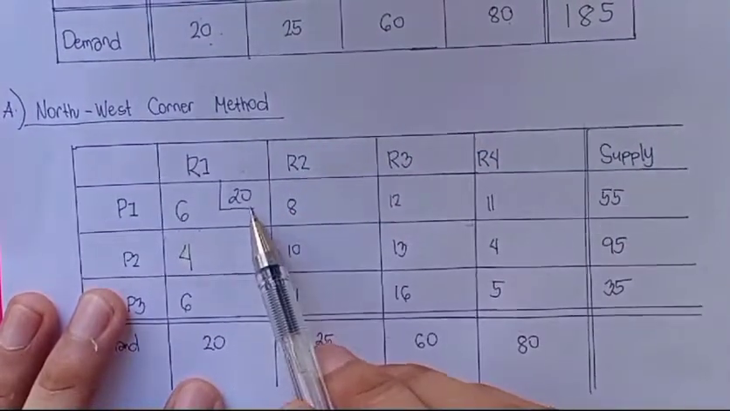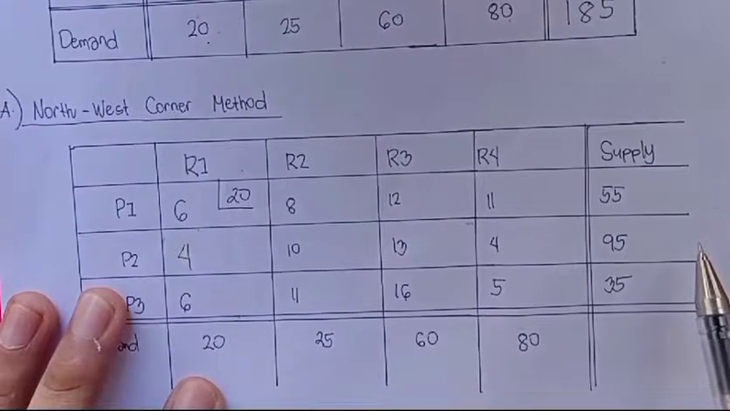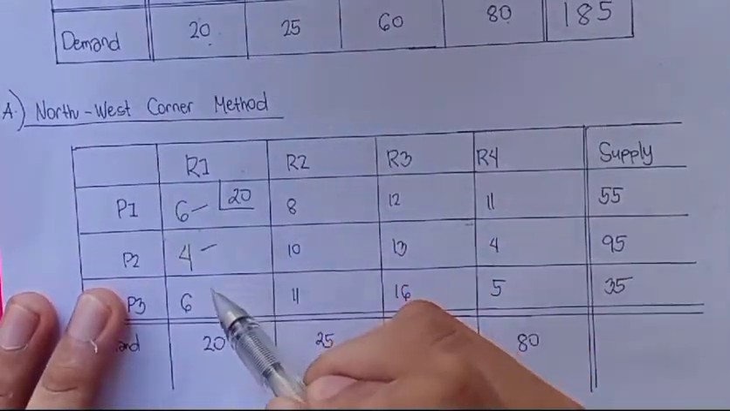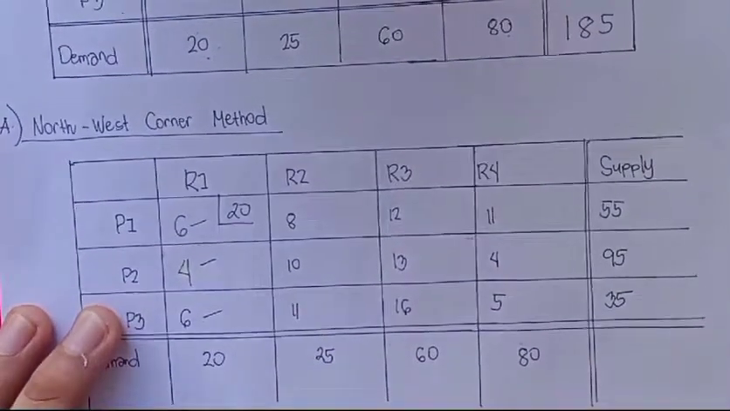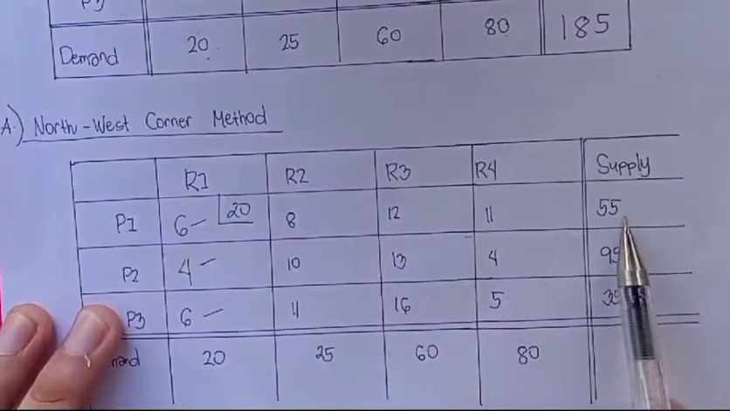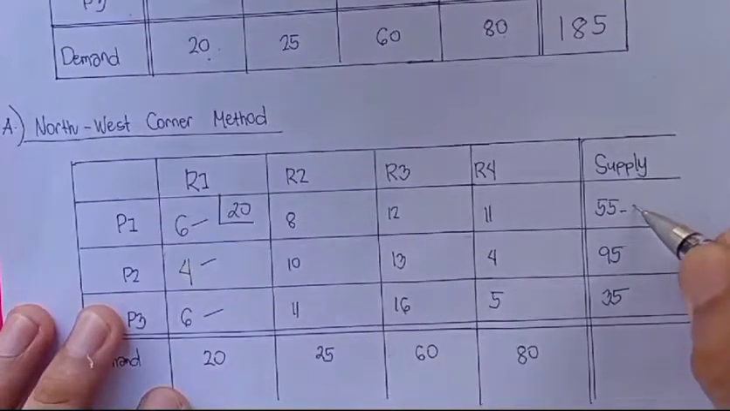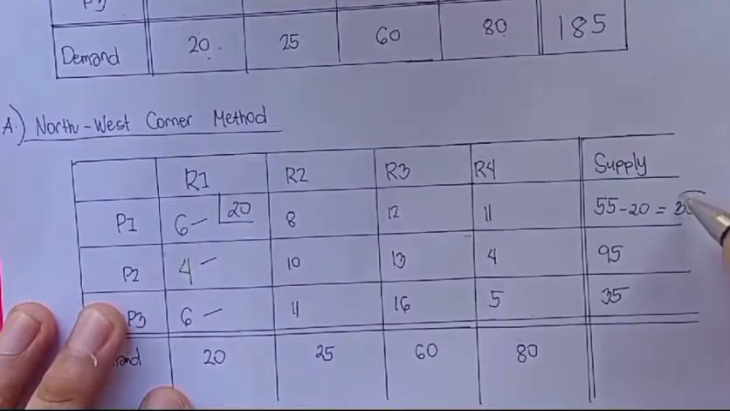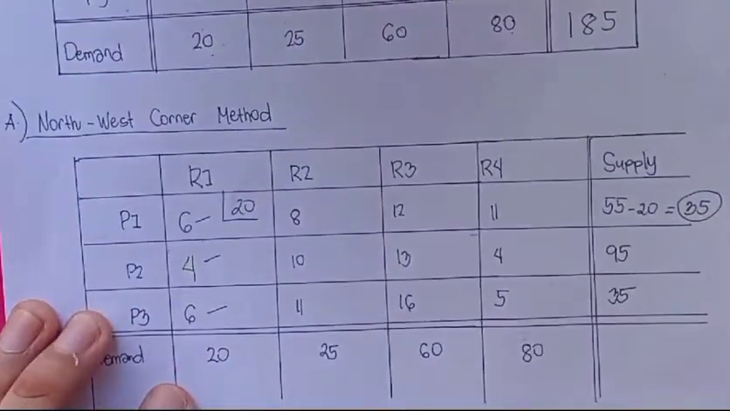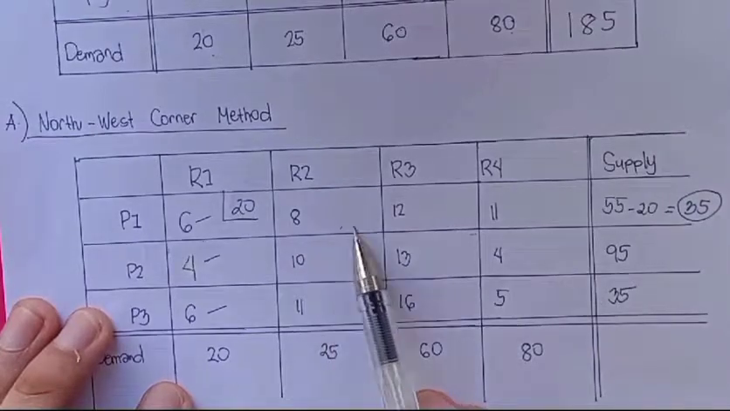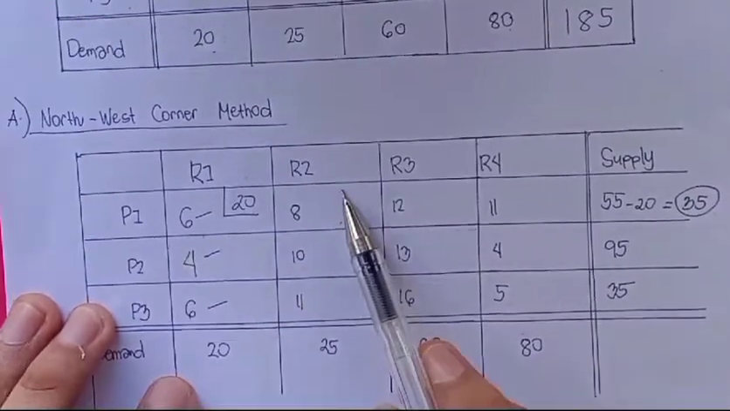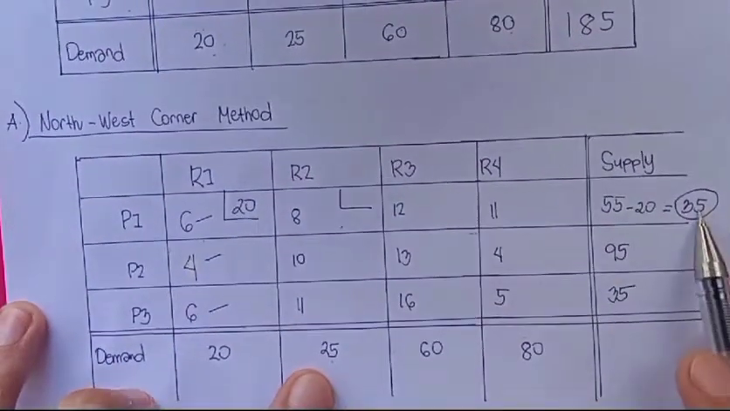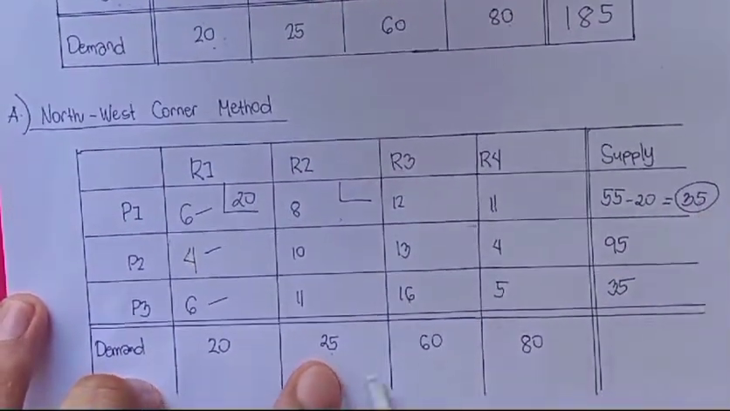So we have 20 units to the cell P1, R1. The demand for the first column is satisfied. And we will deduct the supply in the first row with 20 units. So the remaining supply is 35. Same procedure. So we will proceed to P1, R2. This cell, the demand is 25 and the supply is 35. So the lesser is 25.